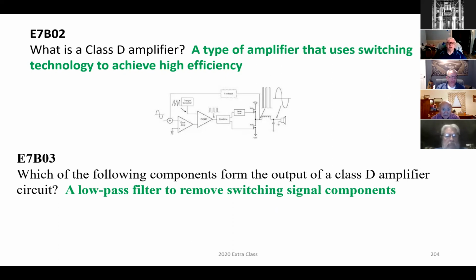Okay, which of the following components form the output of a Class D amplifier circuit? It would be a low-pass filter to remove switching signal components.